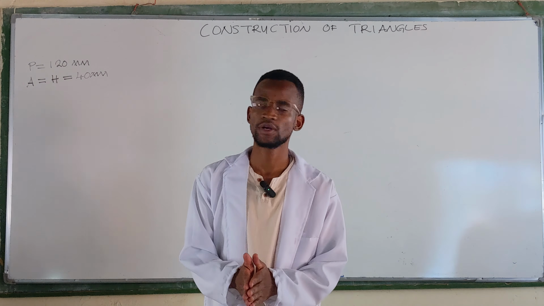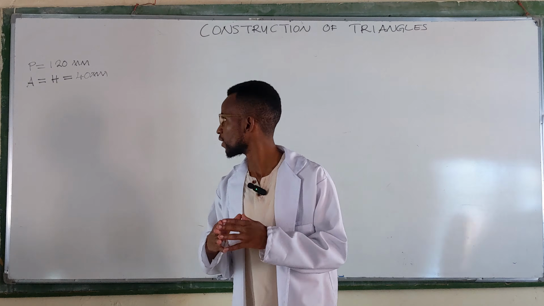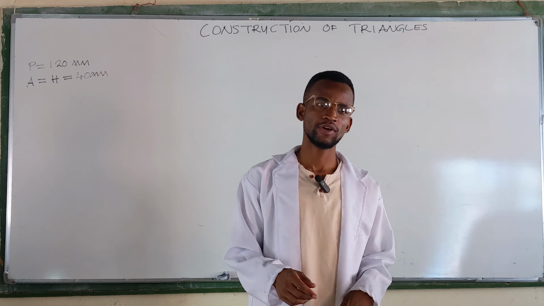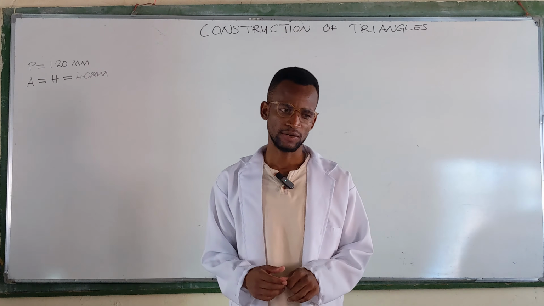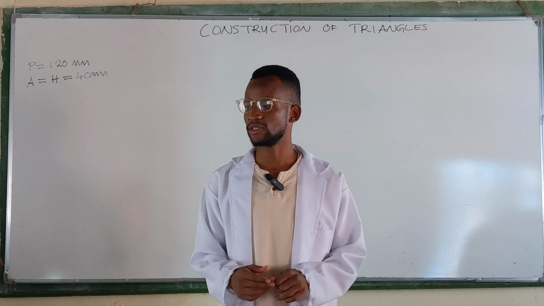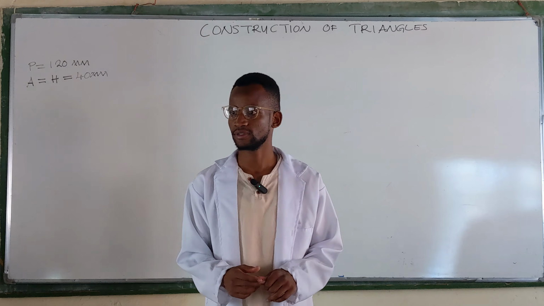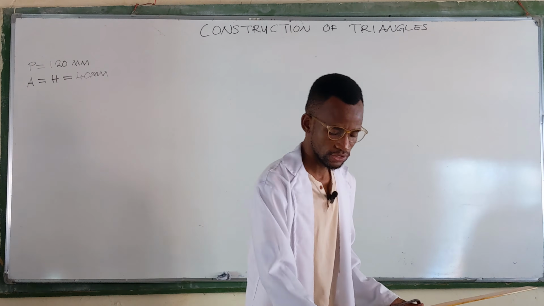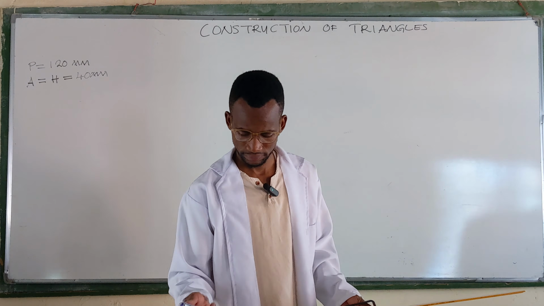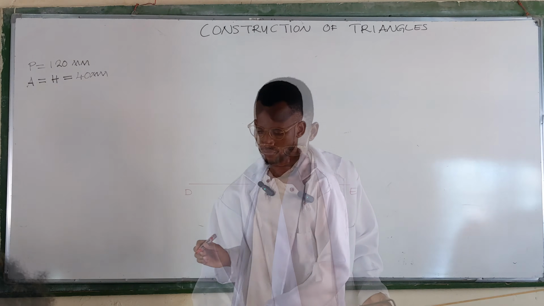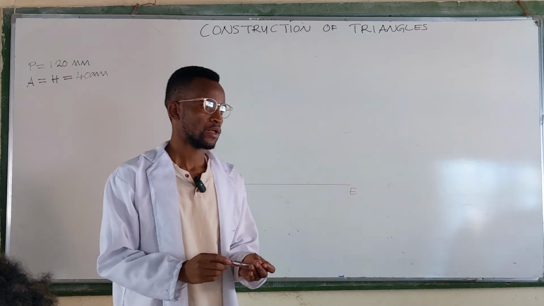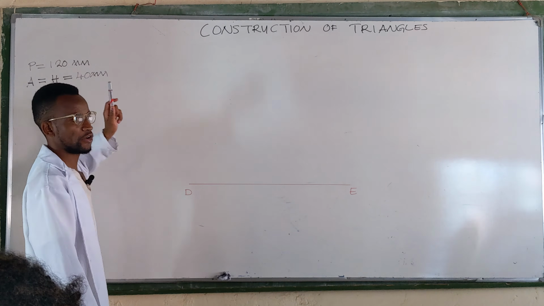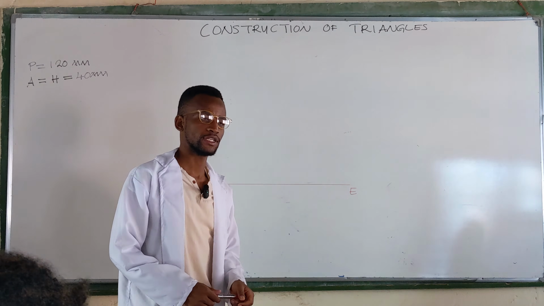So the first step to constructing a triangle, when you've been given the perimeter and the altitude, is you draw a faint line that will represent the perimeter in length. Draw a faint line which is equal to the perimeter in length and call it line DE.